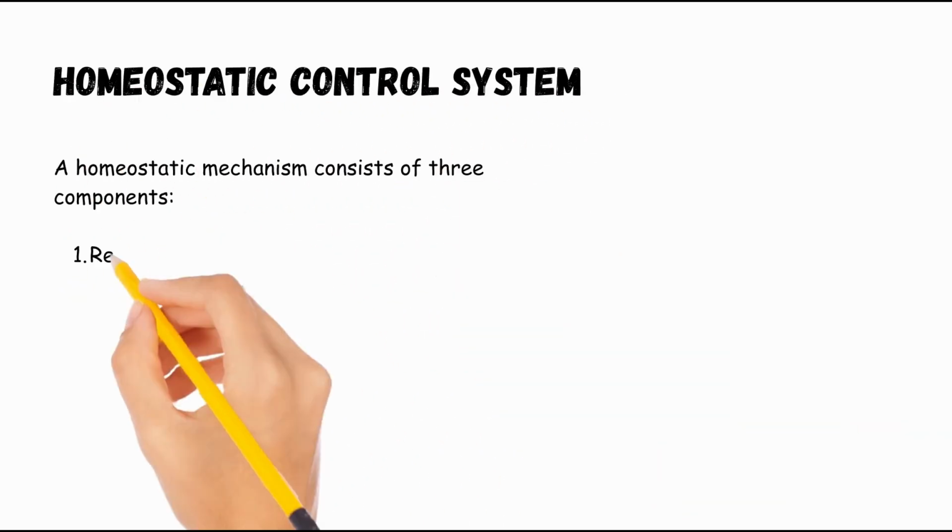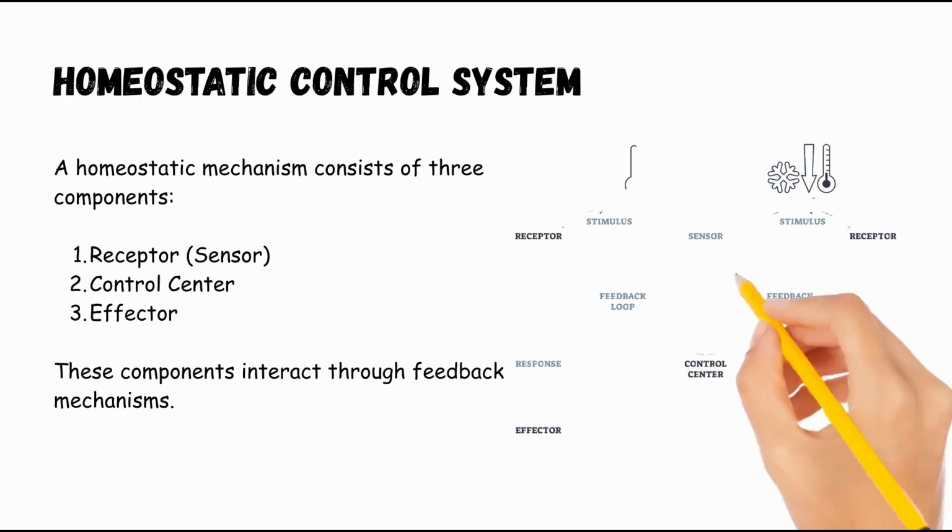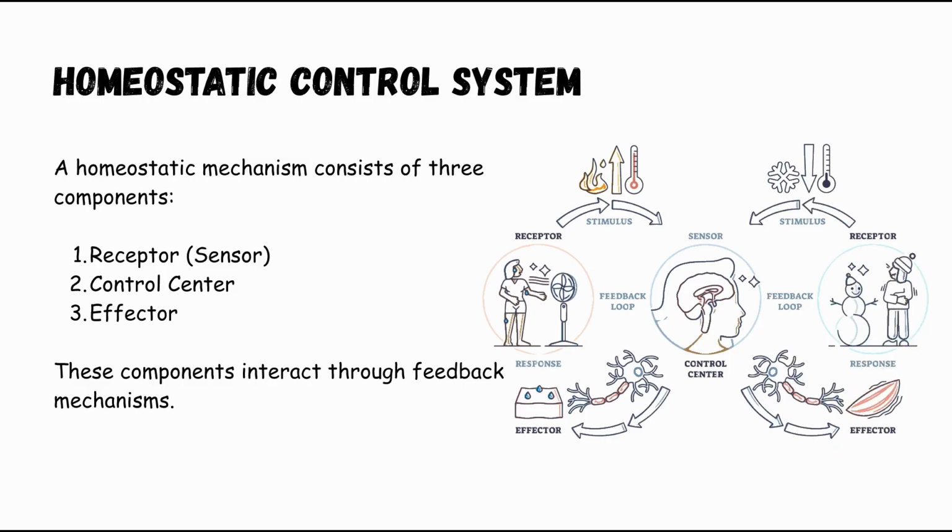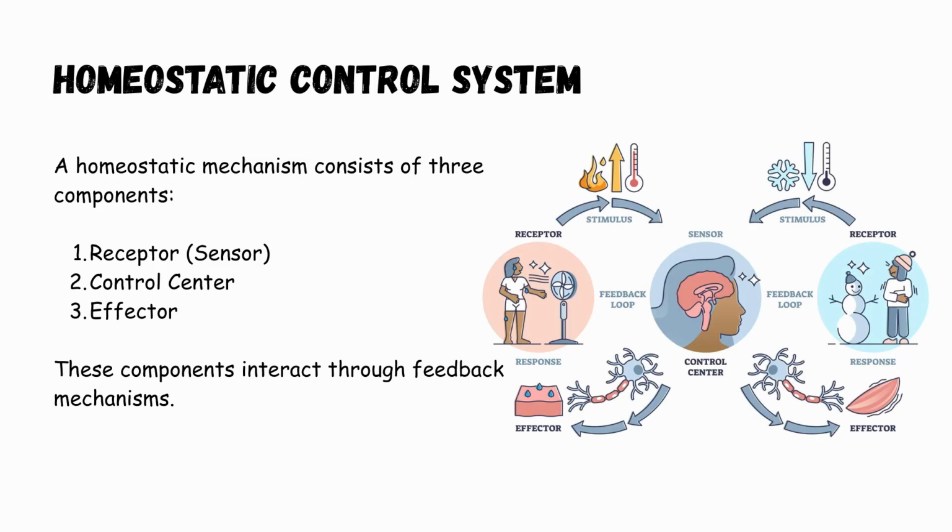Every homeostatic mechanism works through a control system made up of three components: receptor, control center, and effector. These components work together continuously to monitor internal conditions and correct any deviation from the normal set point. The correction occurs through feedback mechanisms, which may be negative or positive.